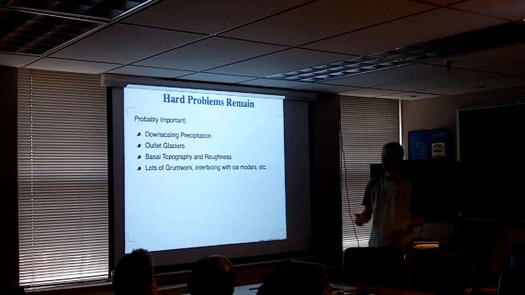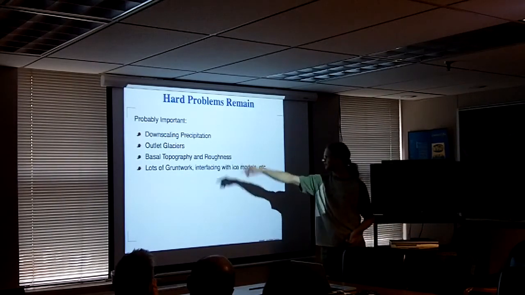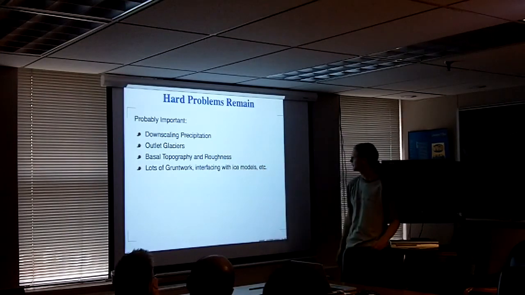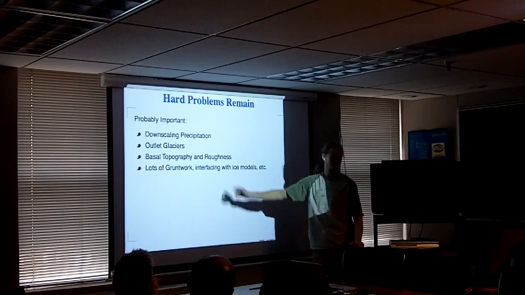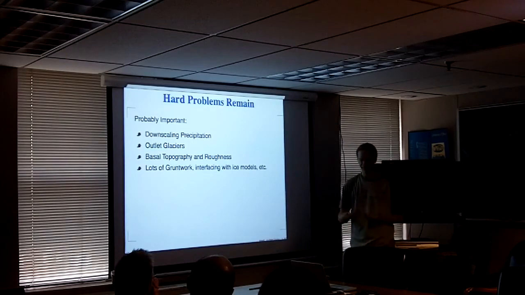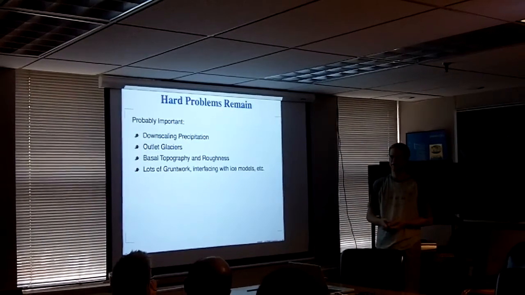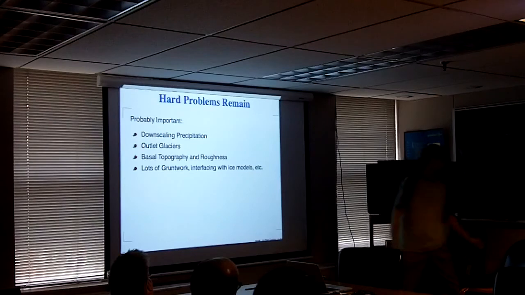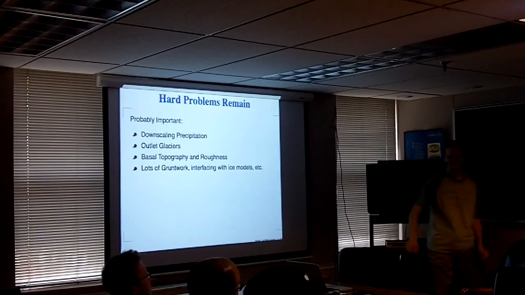Okay, so yeah, a lot of hard problems remain. We'll probably have to downscale precipitation. We need a handle on outlet glaciers, basal topography, roughness, ice shells. There's a lot of grunt work involved here still, coupling these things back and forth, making land surface types change in ModelE. But that's basically where we're headed. Thanks.